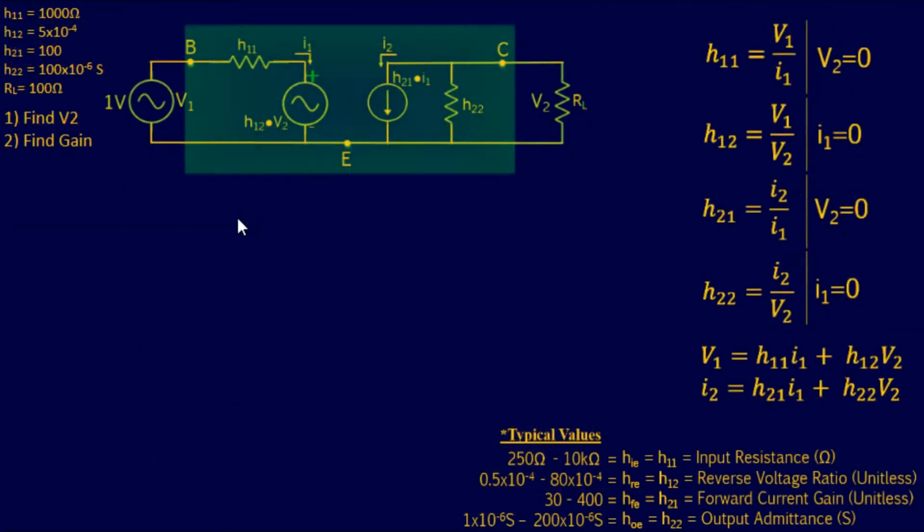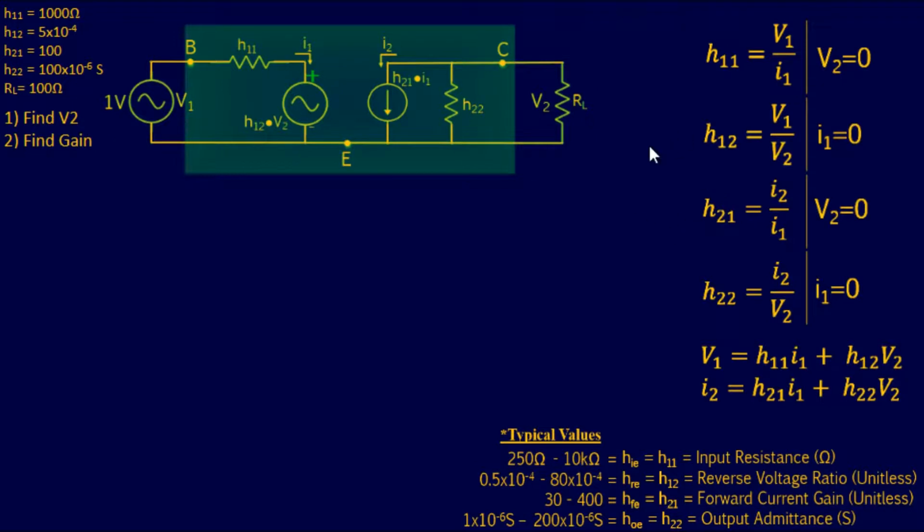Okay, let's do another problem. This one, I already provided you with a two-port model with the H parameters as well as the output resistance. So these H parameters do fall within range of their typical values found in most of your textbooks. I did provide these typical values. That way, when you start analyzing these circuits, you have an idea of what they should be as well as how they behave, which I'm going to explain more in just a minute. Okay, so for this particular one, we want to find the output voltage, V2, and then we want to find the gain. Okay, these are very simple.